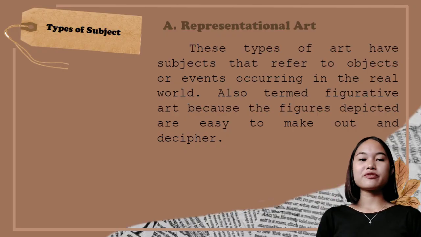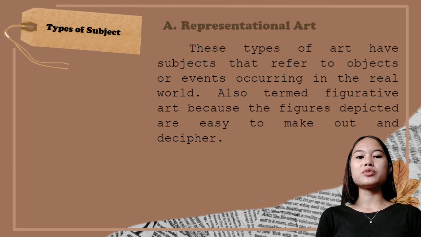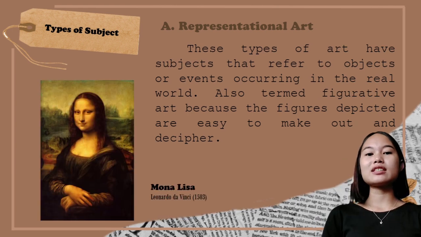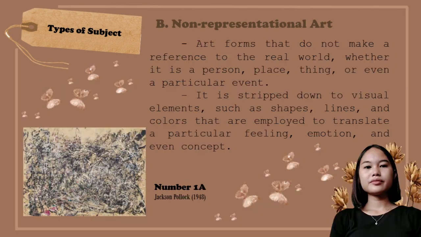There are 2 types of subject. First is the representational art. These types of art have subjects that refer to objects or events occurring in the real world. It is also termed figurative art because the figures depicted are easy to make out and decipher. An example of this is the Mona Lisa by Leonardo da Vinci. Despite not knowing who Mona Lisa is, it is clear that the painting is of a woman that is realistically proportioned.